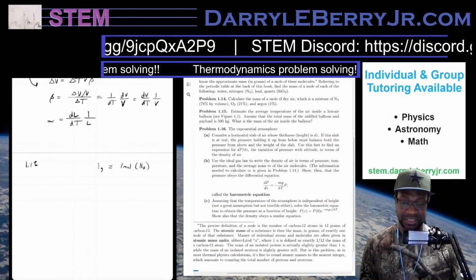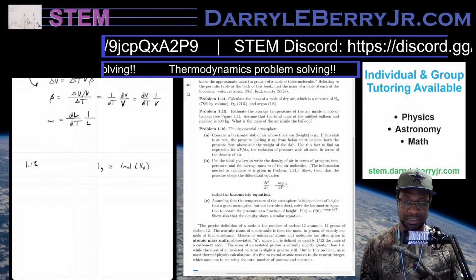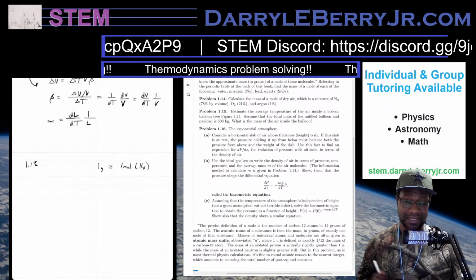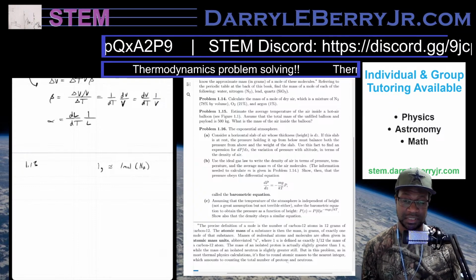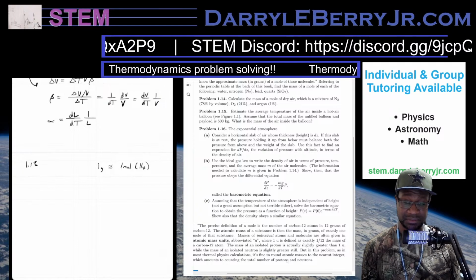The asterisk says the precise definition of a mole is the number of carbon-12 atoms in 12 grams of carbon-12. The atomic mass of a substance is then the mass in grams of exactly 1 mole of that substance.